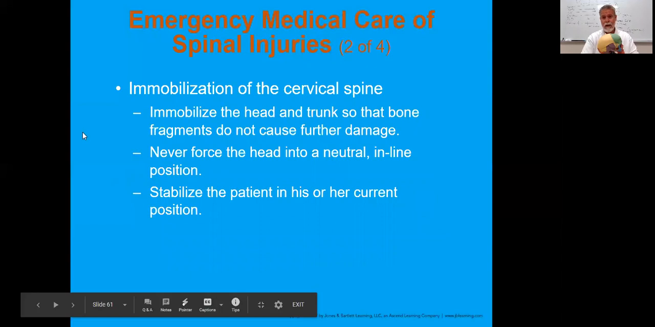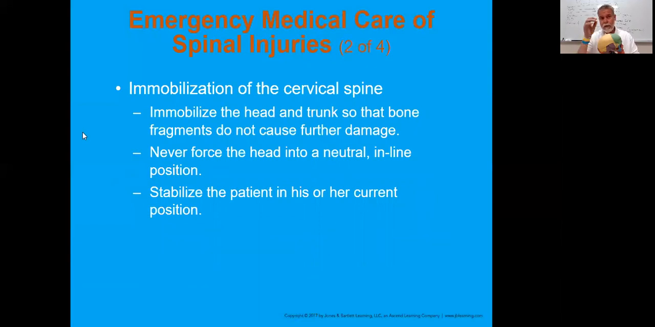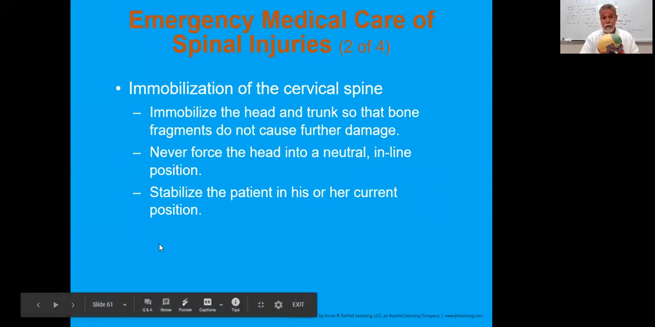Mobilization of the spine, again, it's awesome that you guys have actually started working on this. So we've seen some of the things with spinal precautions, right? I don't force that head to get into this position, but if you can naturally align that, that would be great. But stabilize that patient in the position found, keeping in mind we will still need to transport them. So again, as best as you can.